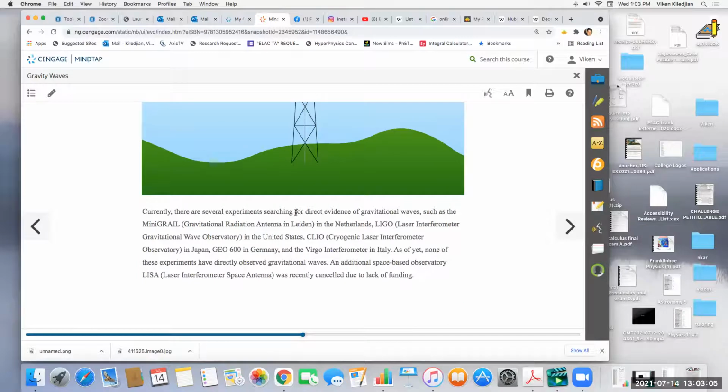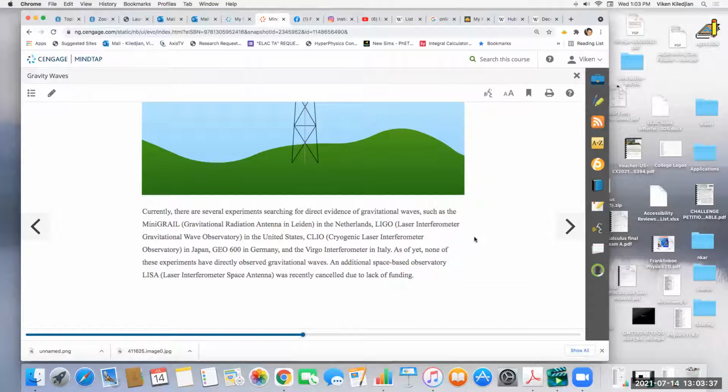Currently, there are several experiments searching for direct evidence of gravitational waves, such as the mini-Grail gravitational radiation antenna in Leiden in the Netherlands, LIGO, the laser interferometer gravitational waves observatory in the United States, CLIO, the cryogenic laser interferometer in Japan, GEO in Germany, and the Virgo interferometer in Italy. So quite a lot. LIGO is the one that did the observation.